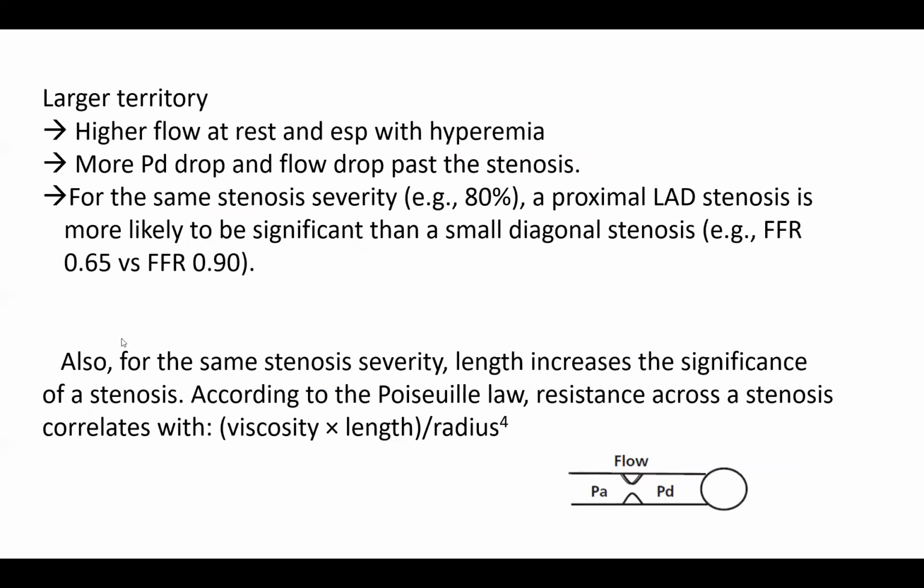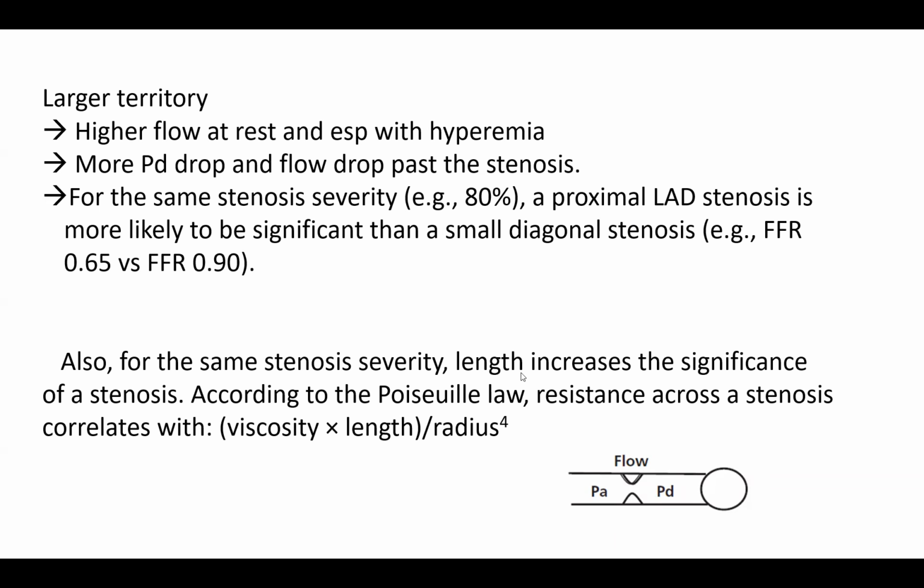Okay? So for the same stenosis severity, let's say 80%, a proximal LAD or a left main stenosis is far more likely to be significant hemodynamically than a small diagonal stenosis. Again, more flow, more myocardial territory, more drop in pressure and more drop in flow across the stenosis for the same severity of anatomic stenosis.